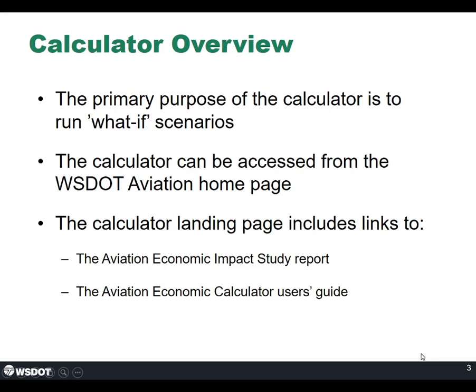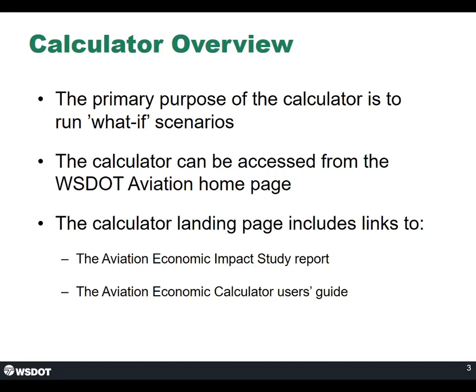A little calculator overview. The primary purpose of the calculator is to run what-if scenarios. What if we started providing commercial service? What if we built new T-hangars? What if we provided an aviation refueling station? The calculator is a tool to help decision makers understand the capital investment and then the likely economic output from that capital investment or from that change in activity or operations at the airport.